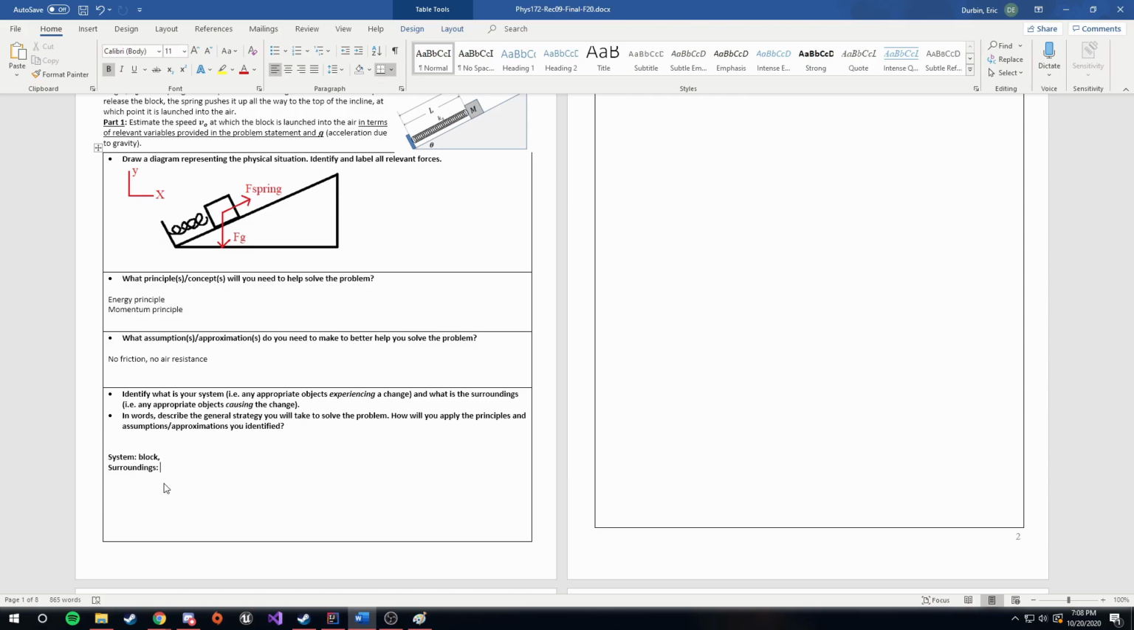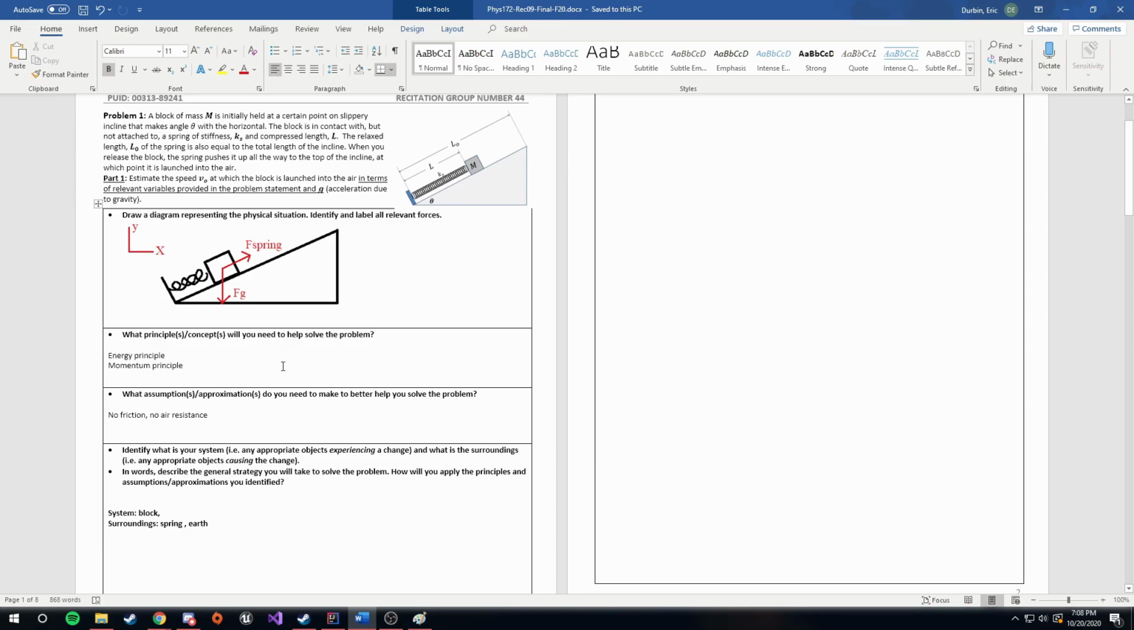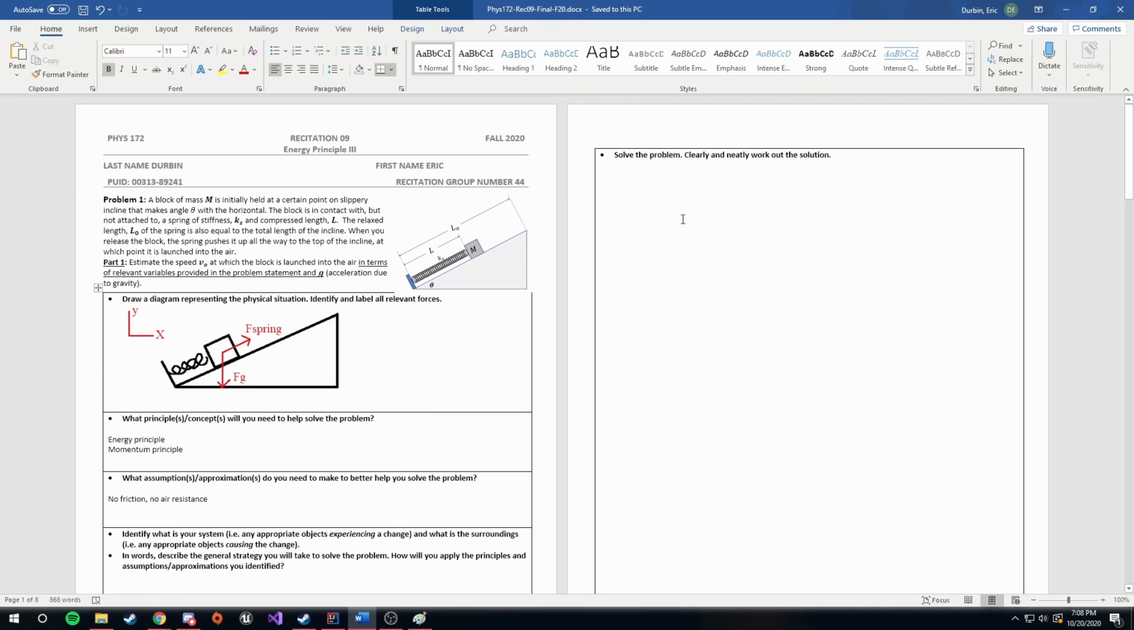We can do anything experiencing a change as the system. Yeah, let's just do the block as the system. Surroundings will be spring and earth, and honestly those are the only things causing this change, because there's not really a force of the ramp. Well, the ramp is causing the angle, though. Yeah.